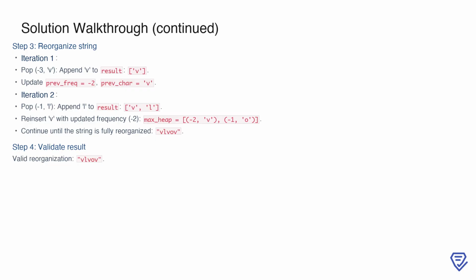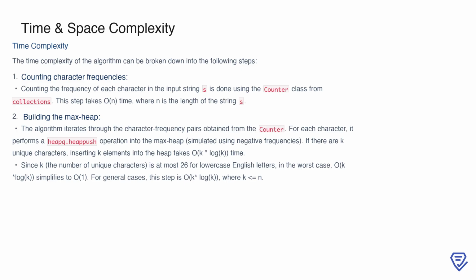This demonstrates a successful reorganization for the input string velvlo. To analyze the time complexity of the algorithm, we begin by breaking it down into individual steps. First, counting the frequency of each character in the string is achieved using the Counter class from Python's collections module. This involves iterating through the string once, so the operation takes O(n) time, where n is the length of the input string. Next, we build the max heap to prioritize the most frequent characters.